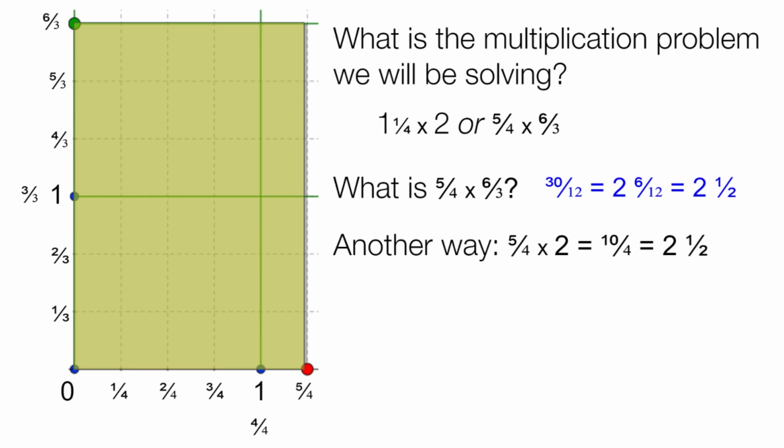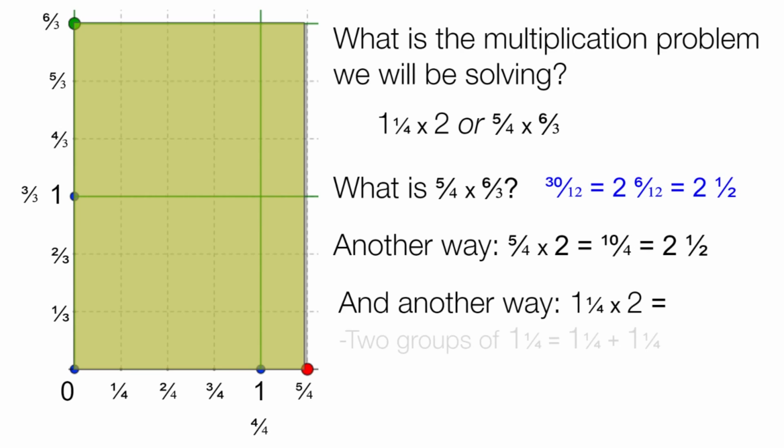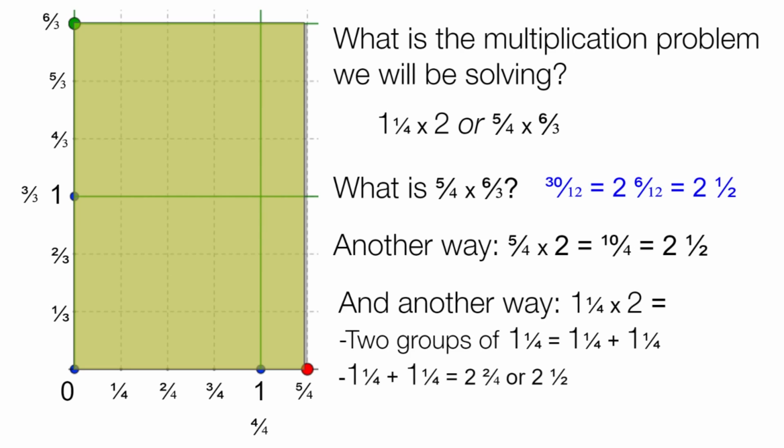And then yet another way could be if we just chose to do the original problem, the 1 1/4 times 2. If we did it that way, well, 1 1/4 times 2 just means 2 groups of 1 1/4. So if you just added 1 1/4 plus 1 1/4, you would get 2 2/4, which is correct because it's also equivalent to 2.5. So there are so many different combinations here for what you can do.